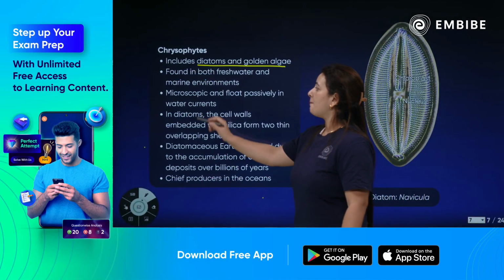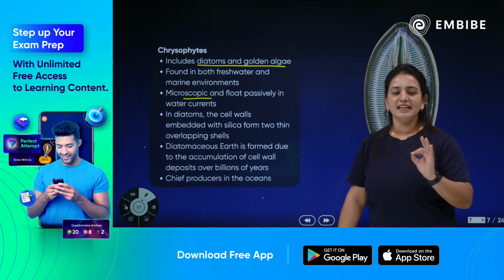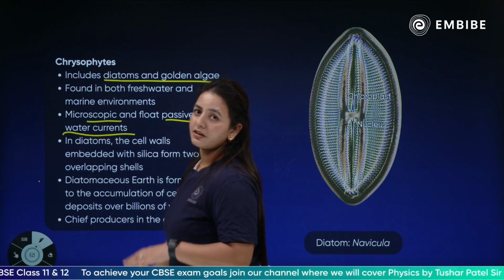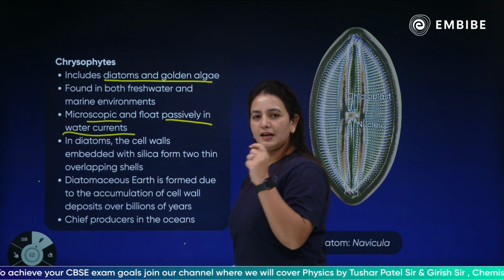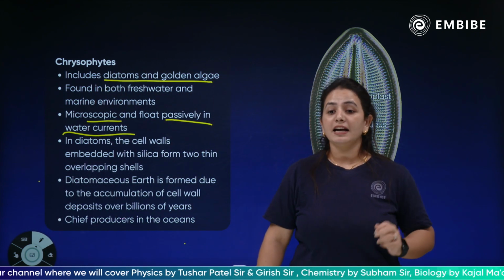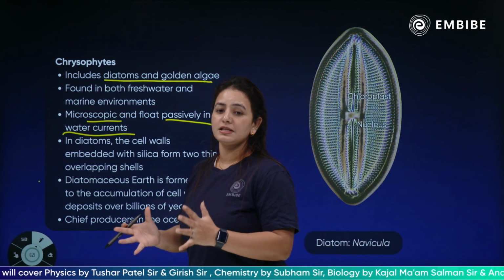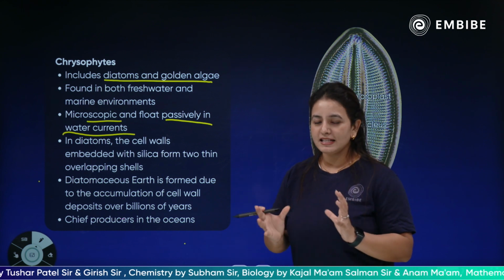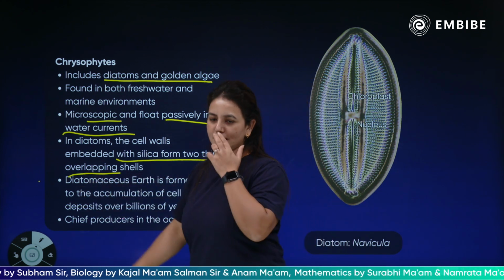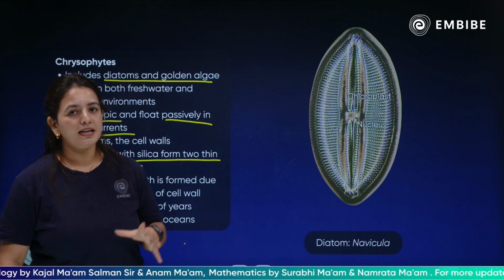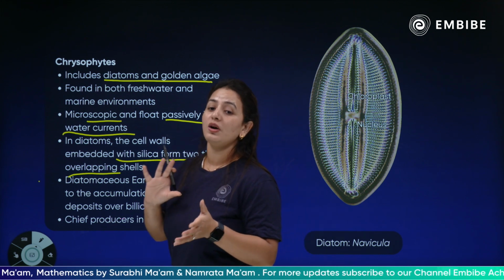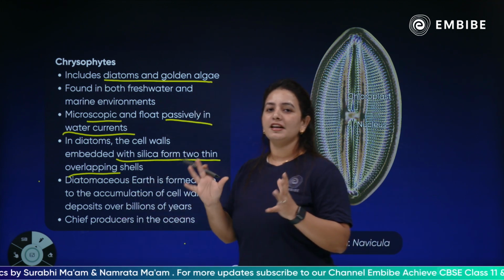They are microscopic. Yes, they are very small, very minute, and they float passively with the water currents. The very important thing about the diatoms is their cell wall. They have a cell wall which is made of silica, with two thin overlapping shells. The cell wall of the chrysophyte is made up of silica, due to which it shines a lot. That's why it's also known as golden algae, because it appears very shiny because of the silica.